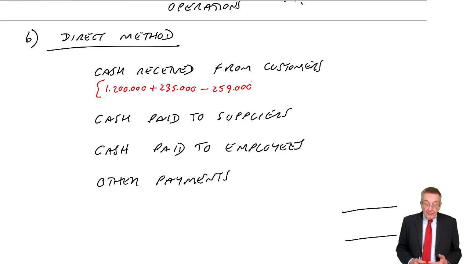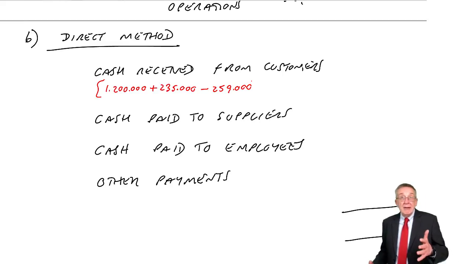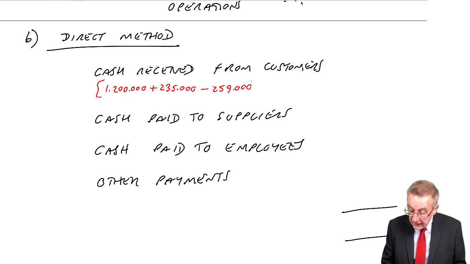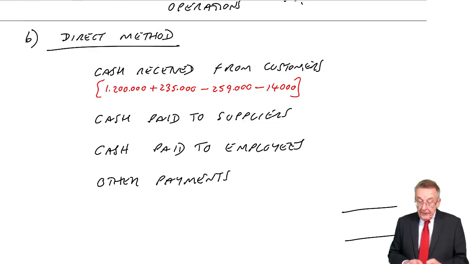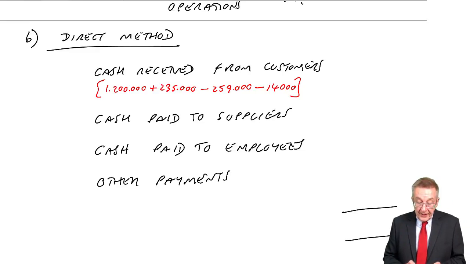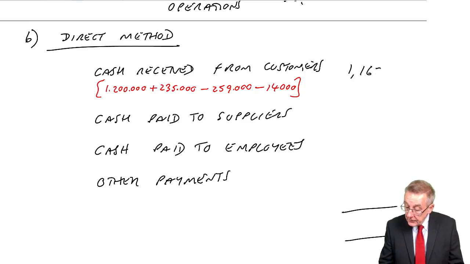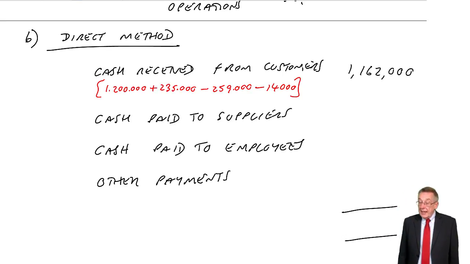In addition, of course, look at note 1. There have been irrecoverable debts removed. If any of those were irrecoverable, well, there's 14,000 cash which hasn't been received. And so the cash received from customers, 1,200 plus 235 minus 259 minus 14 is 1,162. There we are. So I hope that's okay.